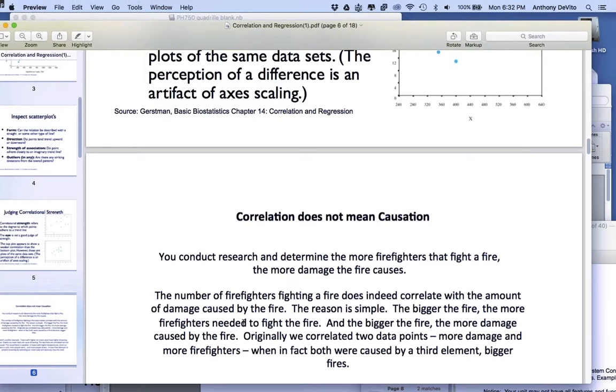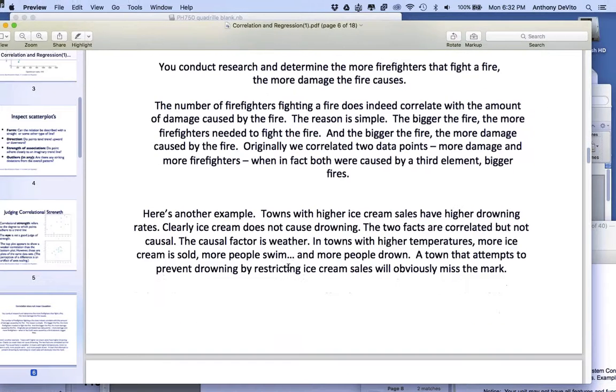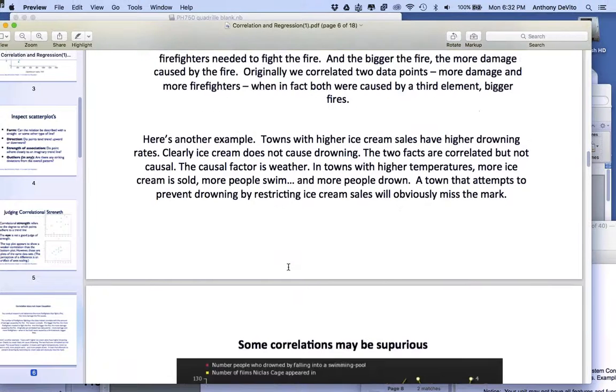Does that mean a lot of firemen means they're causing a lot of damage? No. There may be an association between the number of firemen and the amount of damage, and that correlation may be a real correlation, but it doesn't mean that the firemen cause it. It doesn't require causality at all. We don't care about that when we're describing correlation. Again, when we're talking about a regression, things are a little bit different.